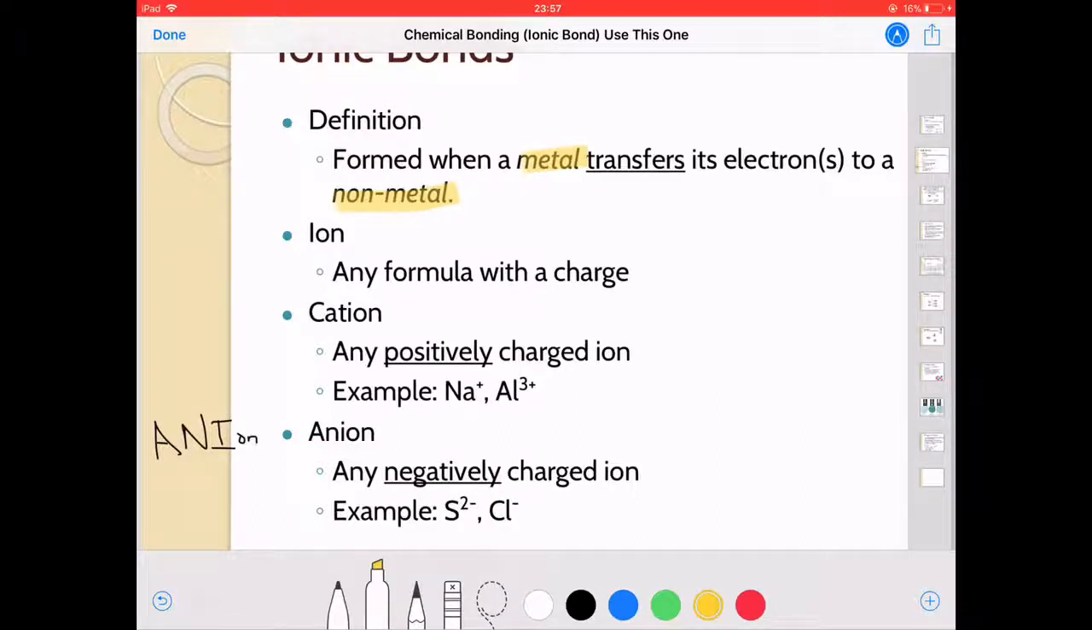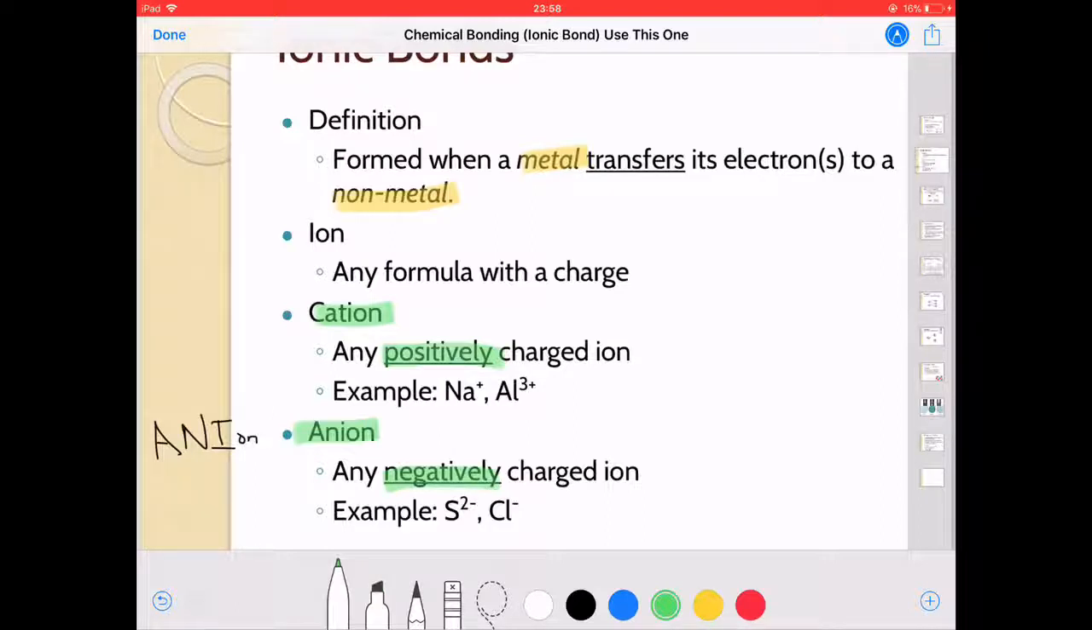In this, they form ions. Ions are anything with a charge. We've talked about ions a lot lately, but I did want to review cations and anions because it seems a lot of people are confusing the two. So cations are anything that are positively charged. Those would be your metals on the left side of the periodic table. Some examples would be your sodium and aluminum metals that are shown there. Anions are negatively charged, so those are most often your nonmetals on the right hand side of the periodic table.